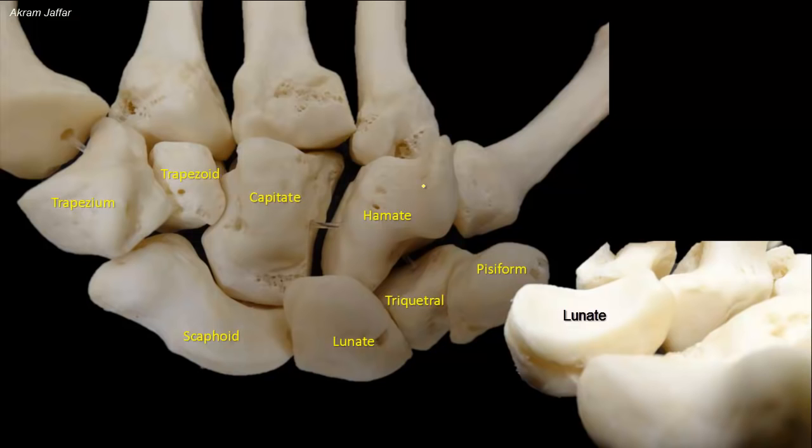You can see here the displaced lunate and note the shape of the bone. It looks like a moon. The lunate dislocates anteriorly because it is broader anteriorly than posteriorly.